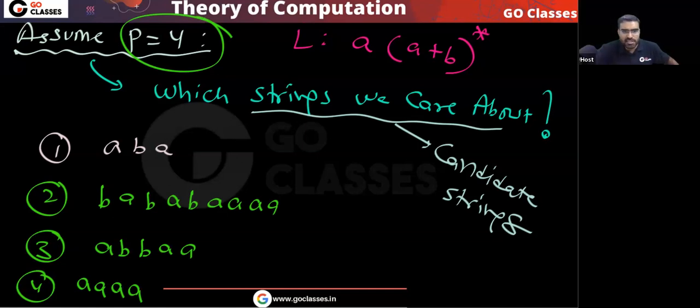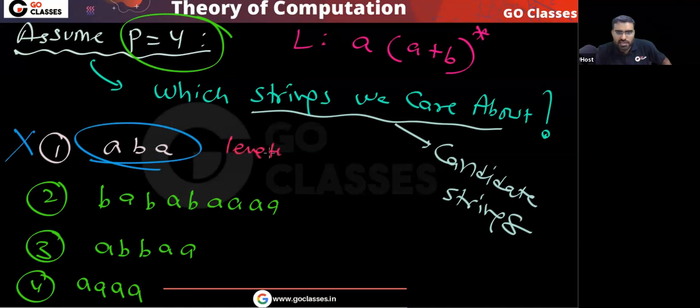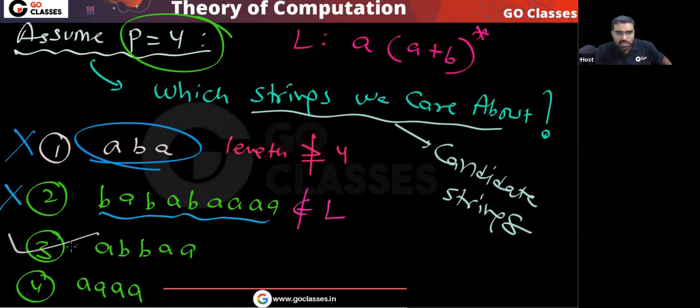So tell me which strings are candidate strings? What is the answer? Is this a candidate string? No, this is not a candidate string because its length is not greater than or equal to 4. You can notice its length. Next, is this a candidate string? This is also not a candidate string. Why? Because this does not belong to L. This string is a candidate string.